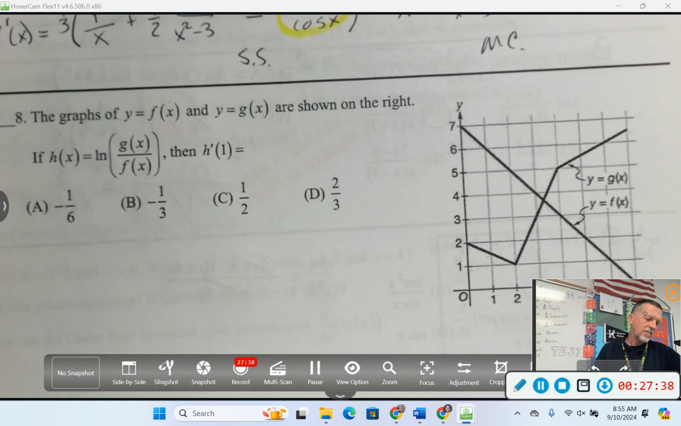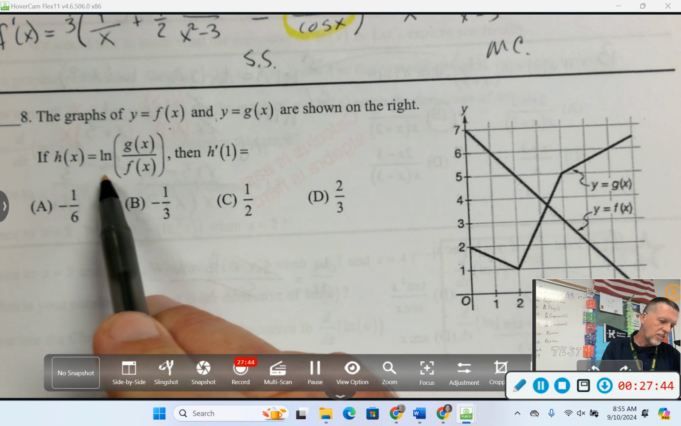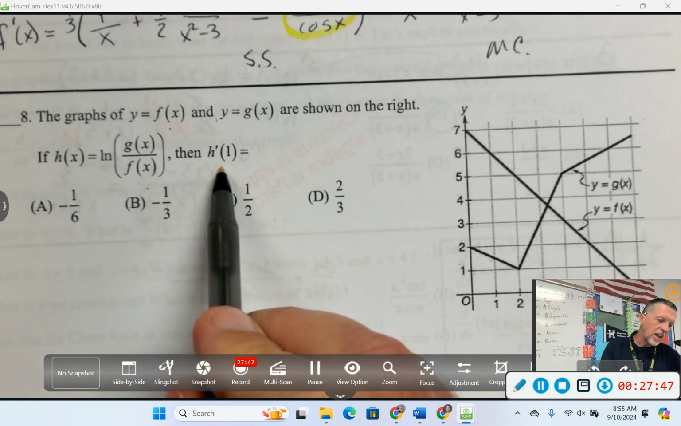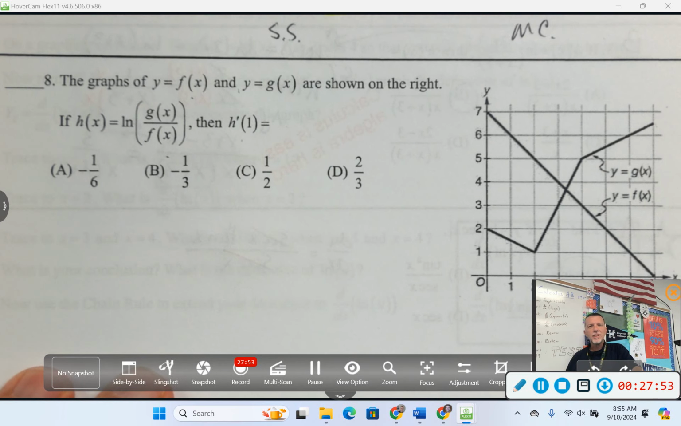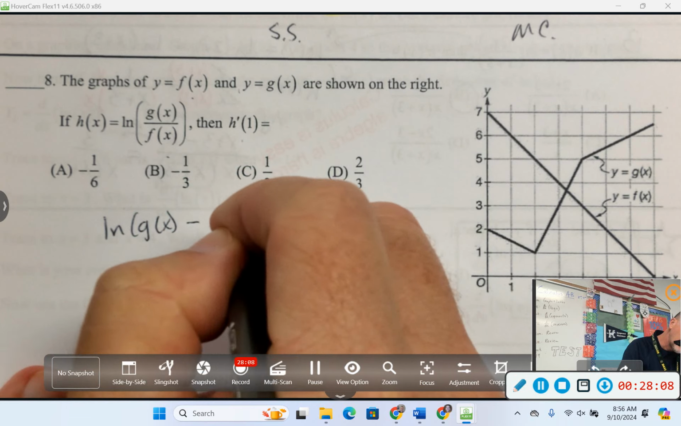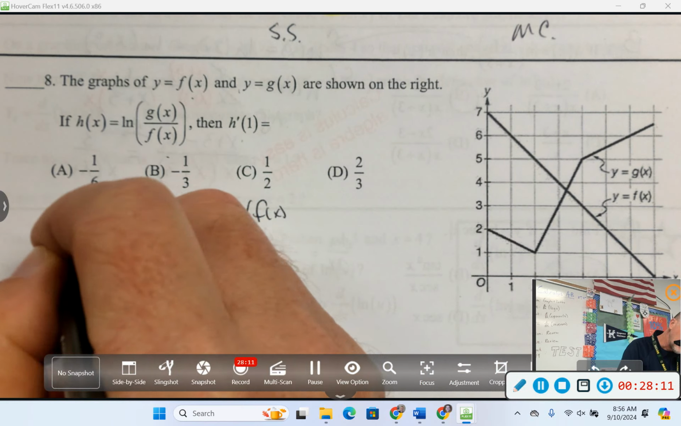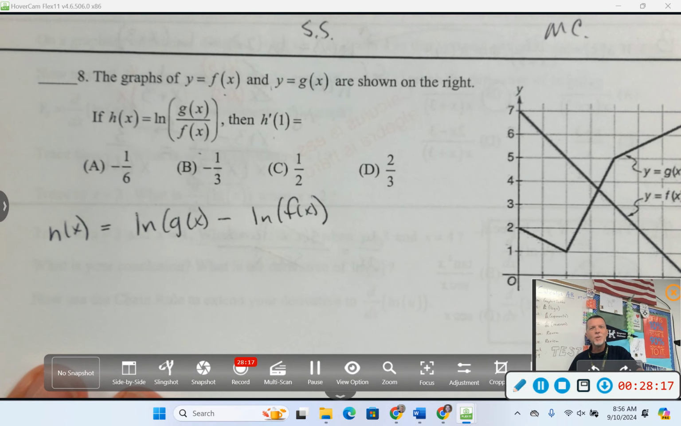Number 8, and final. The graphs of f and g are shown over here. If h is natural log of g over f, find h prime of 1. What do you want to do first for this problem? What's that? Make it cleaner. What do you mean by that? I think I agree with you. Definitely. Natural log g of x minus natural log of f of x. So that's just an algebra step, but it's going to make the derivative so much easier because now we just got out of having to do the quotient rule.